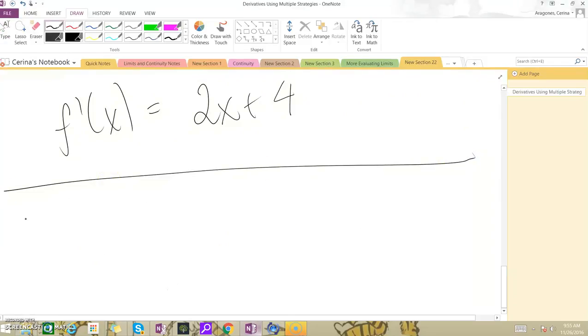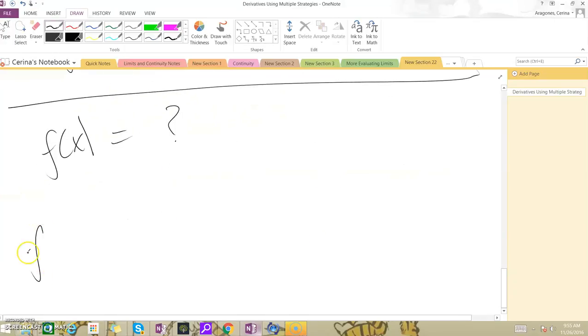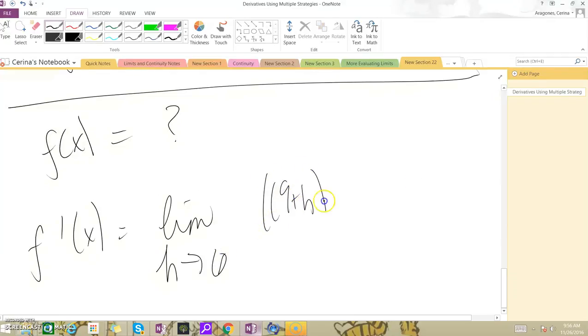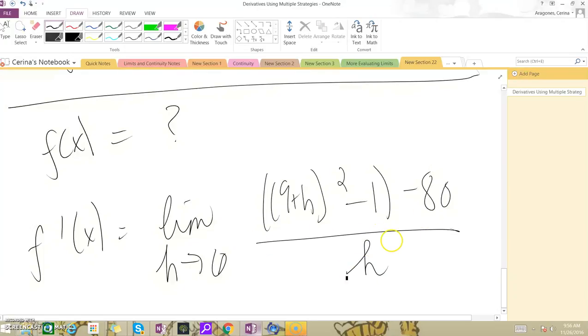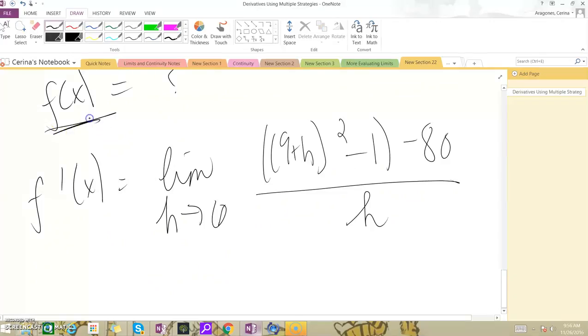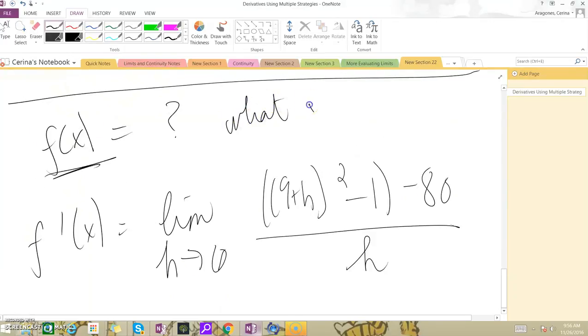So there was a problem we did in class where you were given this. We have some f of x, we don't know what it is. But we do know that the derivative is written like this: the limit as h approaches 0 of (9 plus h) squared minus 1 minus 80, all over h. So we wanted to know what f of x was and what x we are finding the derivative at.